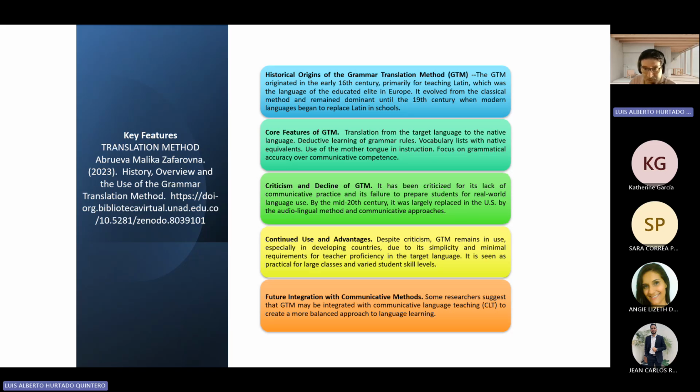Future integration with communicative methods. Some researchers suggest that GTM may be integrated with communicative language teaching, CLT, to create a more balanced approach to language learning.